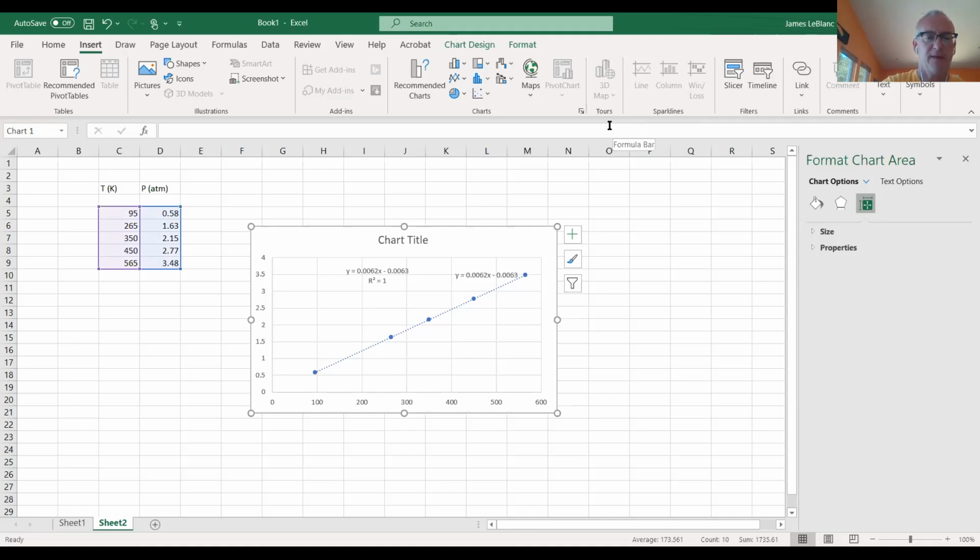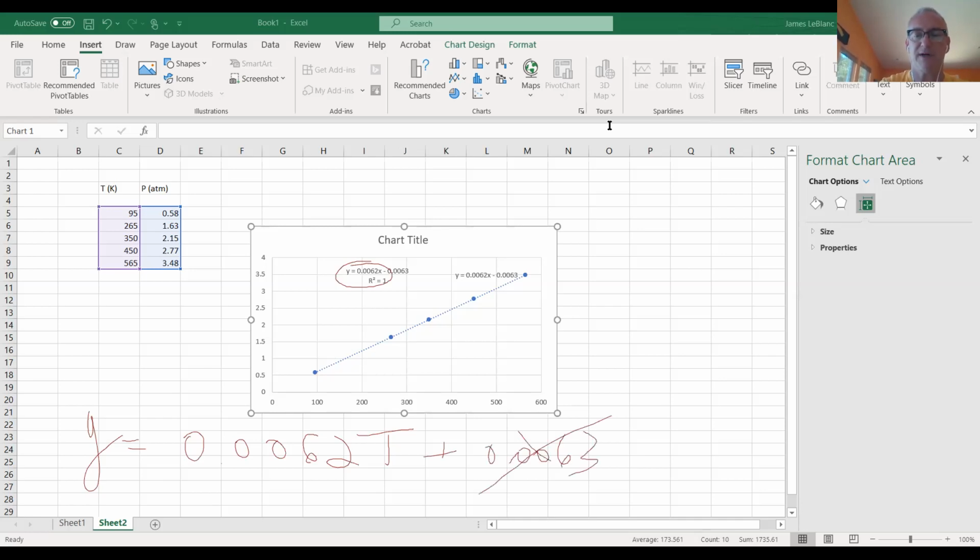So this gives us our slope. So our slope is right here. So y equals 0.0062x, and x is the temperature. So my pressure is 0.0062 times temperature plus 0.0063, which is pretty close to 0, so you can pretty much eliminate it. So basically, you can just take the temperature in Kelvin, multiply it by 0.0062, and it will give you the pressure in atmospheres.